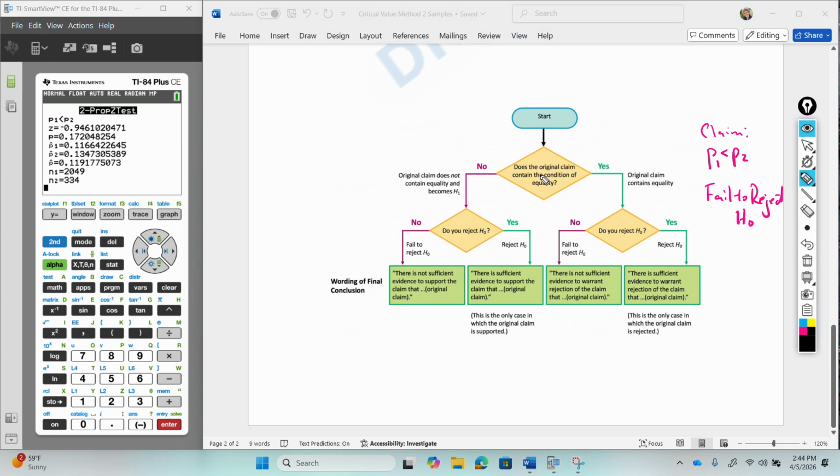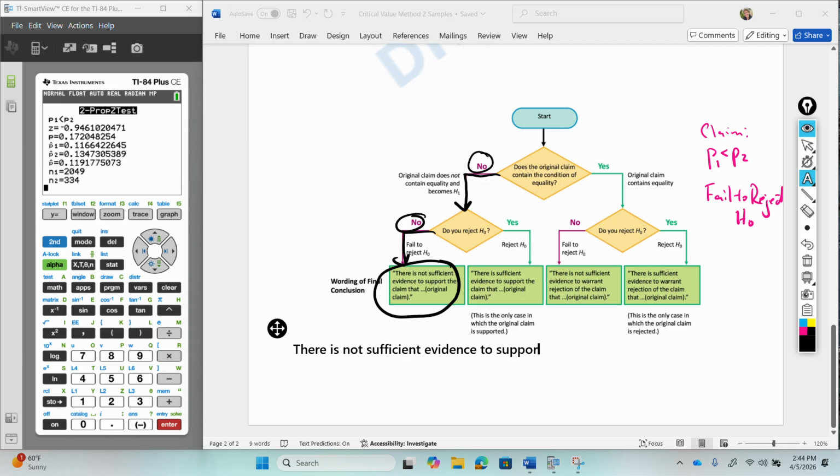So we start here. Did the original claim contain the condition of equality? No, it did not. The original claim had the strictly less than symbol. Did not have any equality in it. Did you reject the null hypothesis? No, we did not. We failed to reject it. And so I can start typing. There is not sufficient evidence to support the claim that.